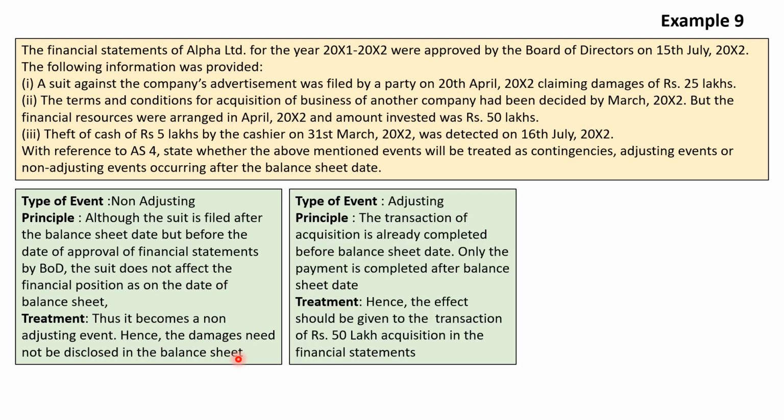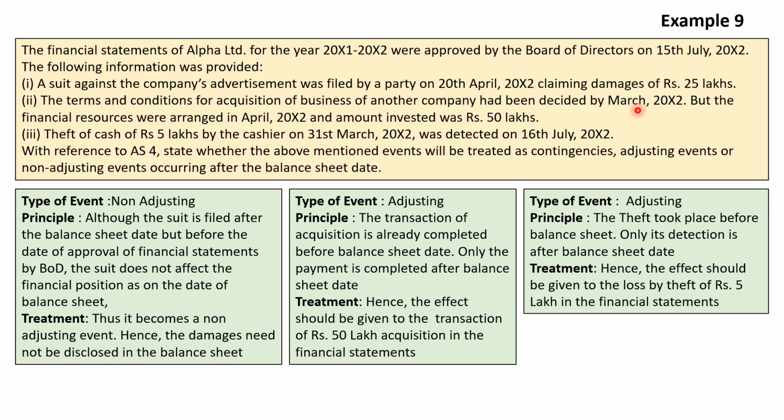Okay. Next one is that the terms and conditions for acquisition of the business of another company had been decided by March 2002. So terms are already decided by March, but only financial resources were raised in April 2002. Amount invested is rupees 50 lakh. Then what should you do? Since the entire transaction is completed in March, only payment is made afterwards, it becomes an adjusting event. You can record it in the balance sheet, and the effect of rupees 50 lakh for acquisition should be shown in the financial statements. Now if the negotiations and everything else were also not completed before 31st March, and got completed after 31st March, then we would have said that it is a non-adjusting event.